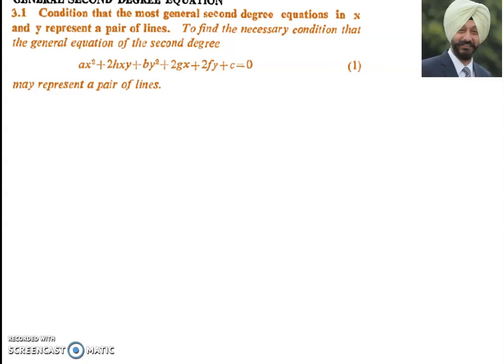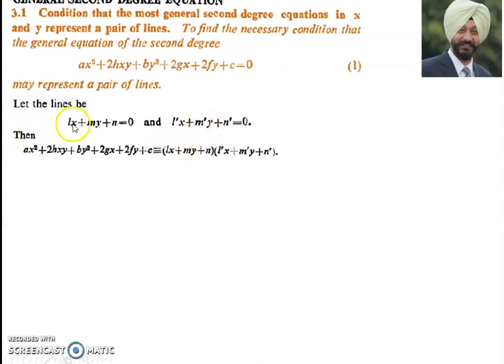So the article is to find the necessary condition that the general equation of second degree, ax square plus 2hxy plus by square plus 2gx plus 2fy plus c equal to 0, may represent a pair of lines. Proof: let the lines be lx plus my plus n equal to 0 and l dash x plus m dash y plus n dash equal to 0.